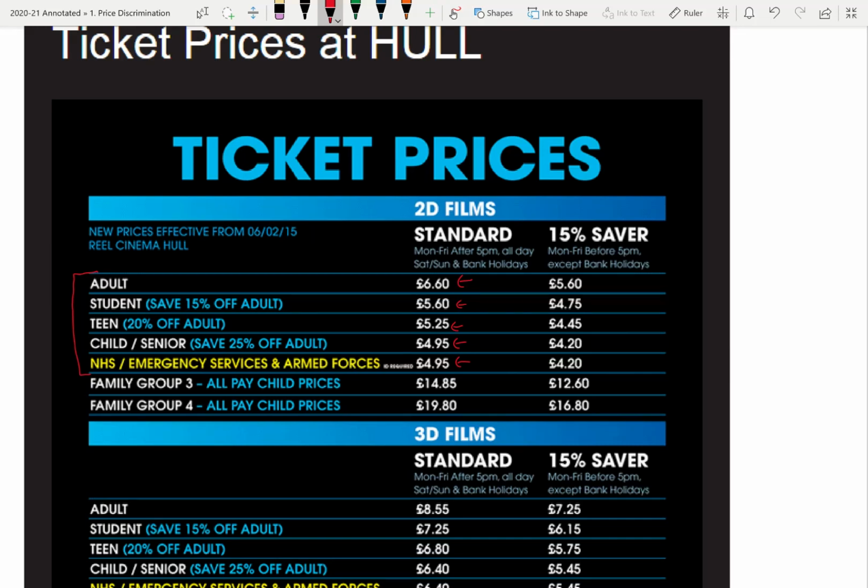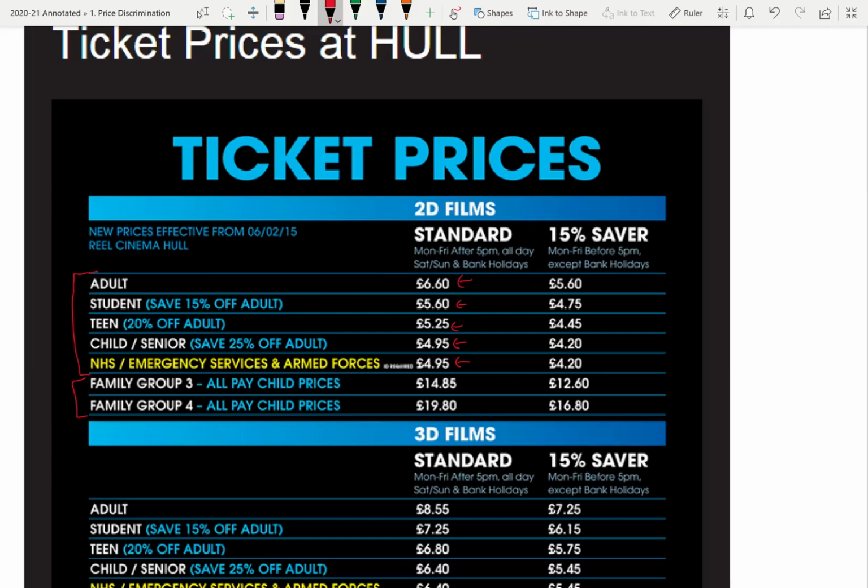What about the last two in that column? So let's look at the family groups there. So the pricing there is that all the people in those family groups pay the children's prices. So in a family group of three, if you've got two children and one adult, then the adult is getting a discount compared to what they would pay if they went on their own. So this is also an example of third degree price discrimination. It's observable that they're in a family group.